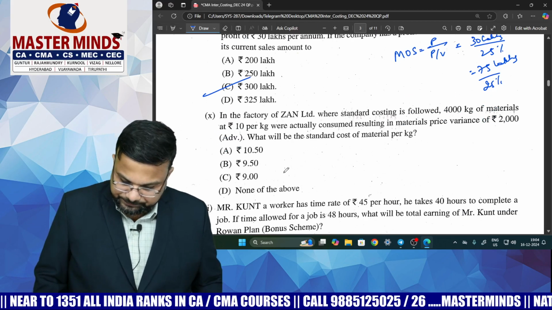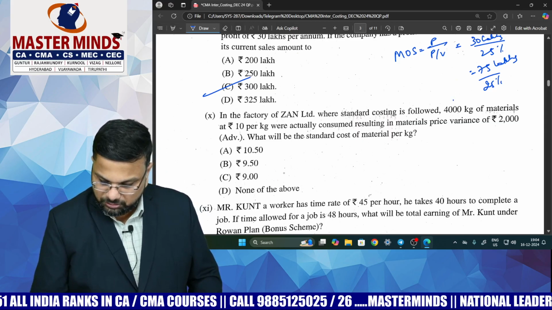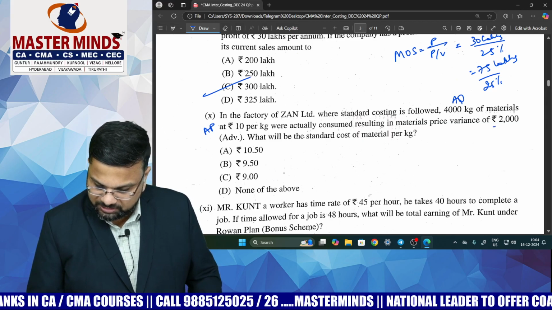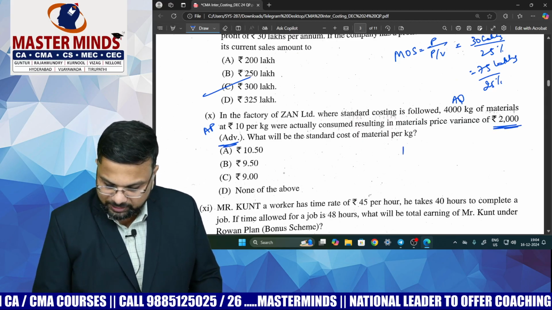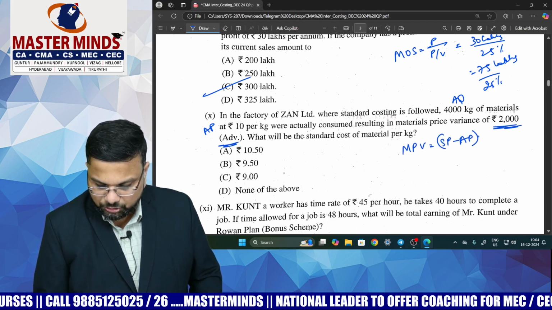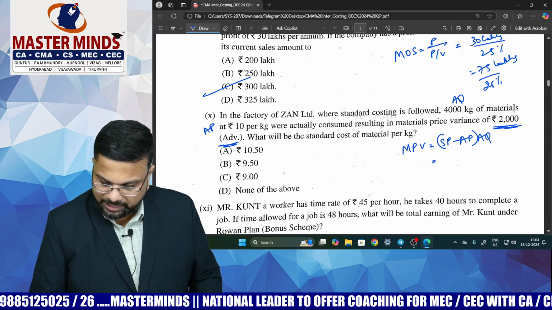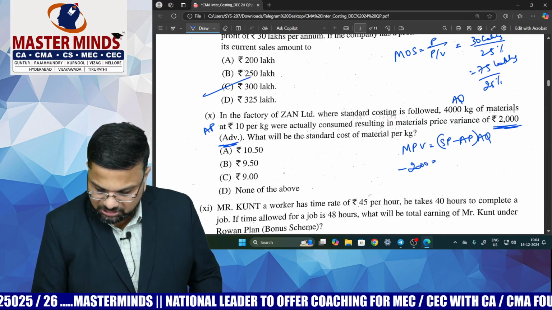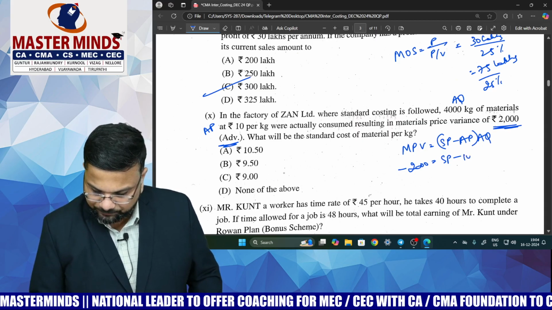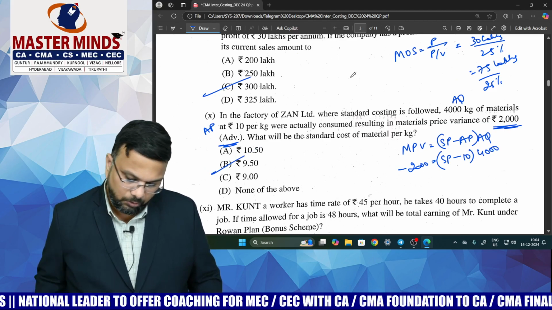Right. Again, this MCQ is from standard costing. So this is your AQ, this is your AP. This is your adverse price variance. So material price variance is equal to standard price minus actual price into AQ, right? We need to find out the standard price. This one is minus 2000, which is given in the question. SP minus AP. AP is how much, my dear? 10. And AQ is how much? 4000. So answer will be 9.5 if I'm not wrong.